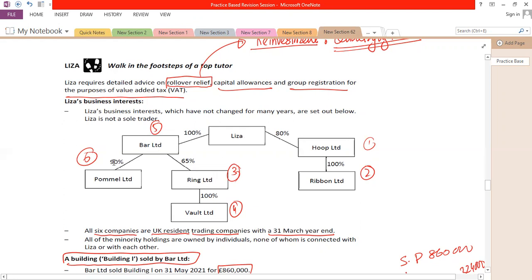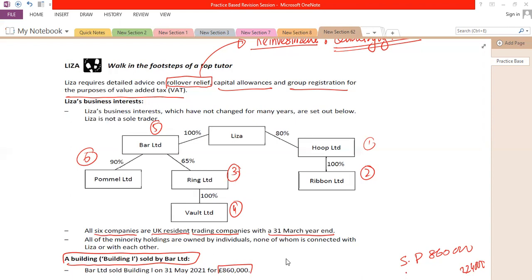Bar Limited is having 90%. You can count this company in the VAT group. Similarly, 65%, the effective is also. So Bar Limited can use P, R, and V all together. The Hoop Limited can also use Ribbon Limited. So all the companies can form the VAT group because the percentage is more than 50%, right? First of all.